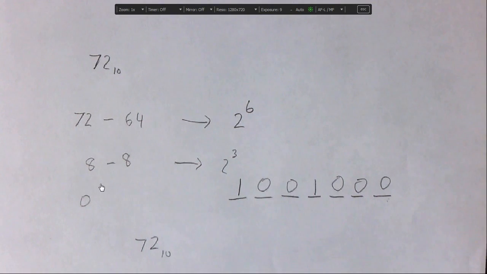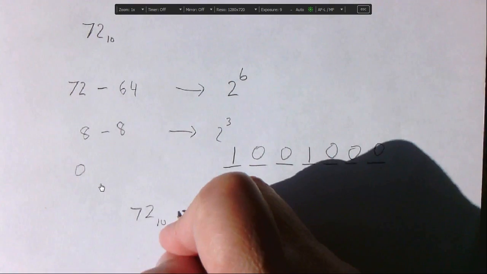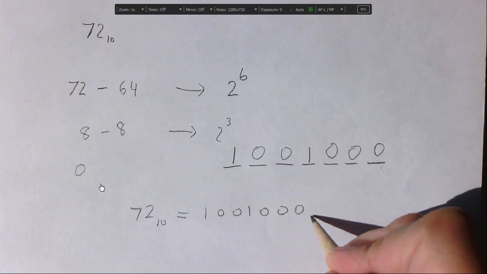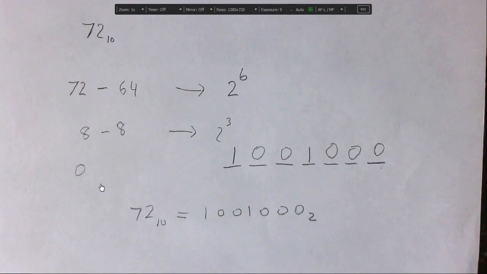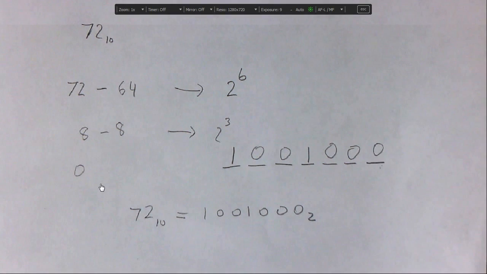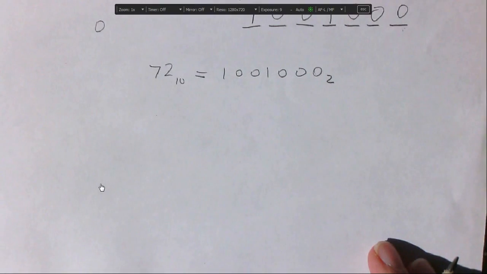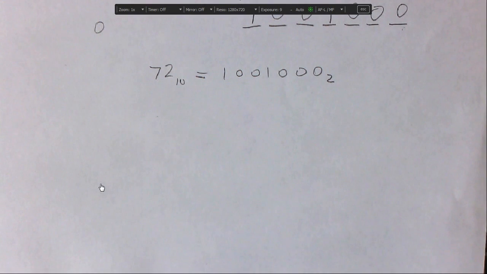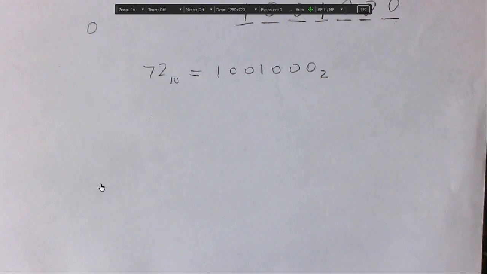And so 72 in decimal is equal to 1001000 in binary. Let's do another example. Let's take a bigger number here. I'm just going to use my calculator.